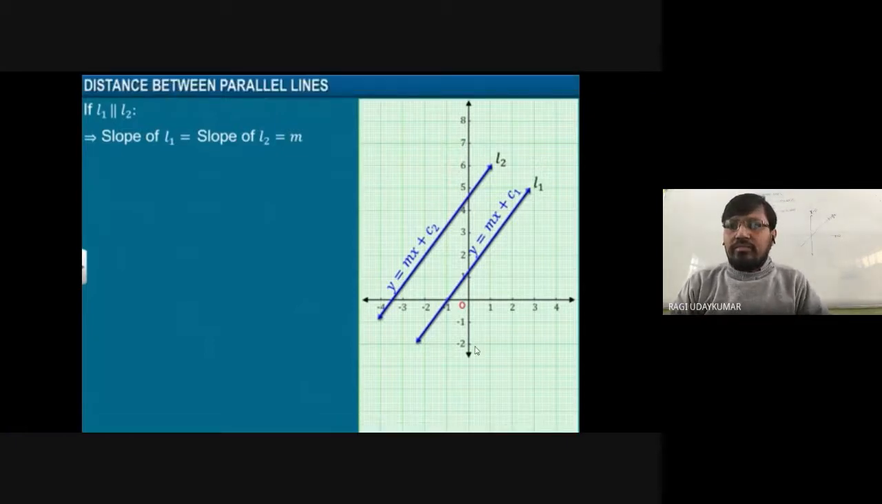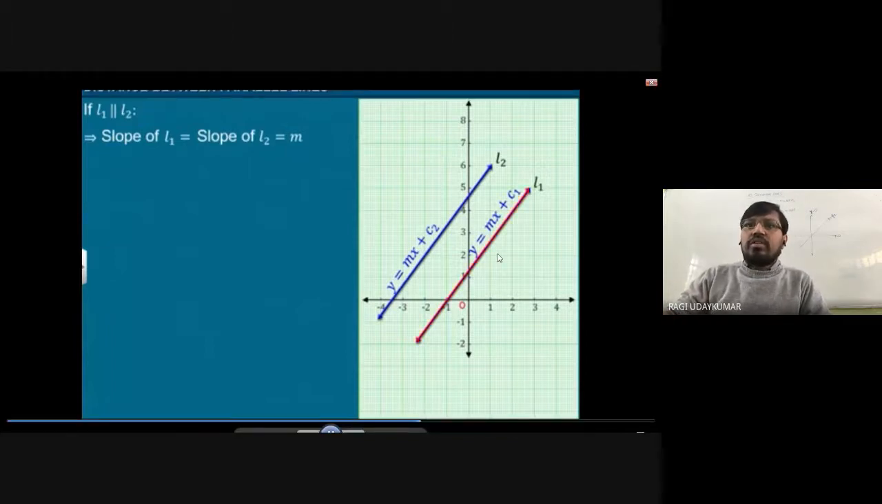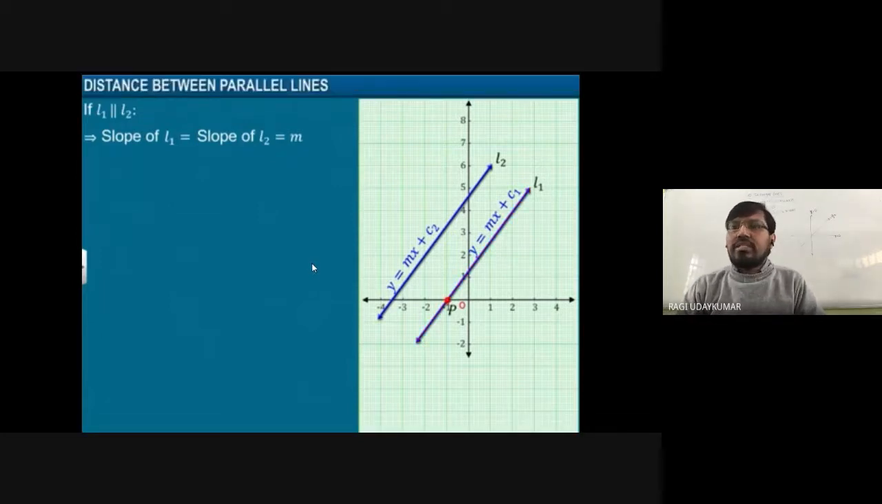So here, the slopes of line L1 and line L2 are equal. That's why both are y = mx + c1 and y = mx + c2. You need to find the distance between these two parallel lines. These two lines are parallel, so the distance is nothing but the perpendicular distance. You need to draw a perpendicular from one point on one line to the other line.